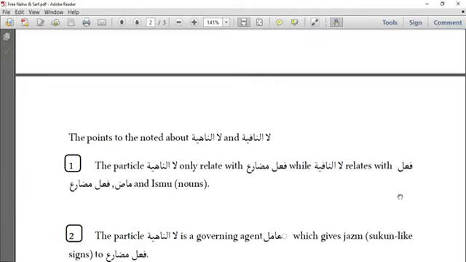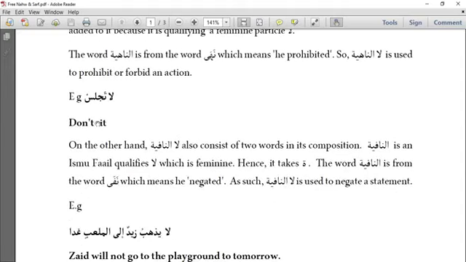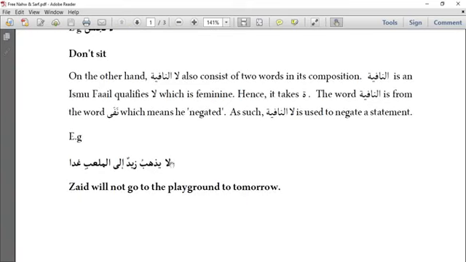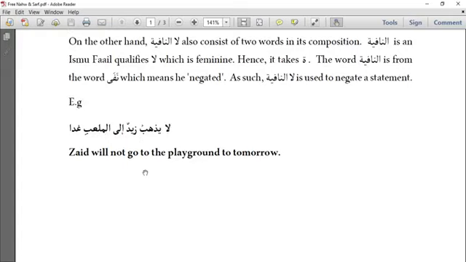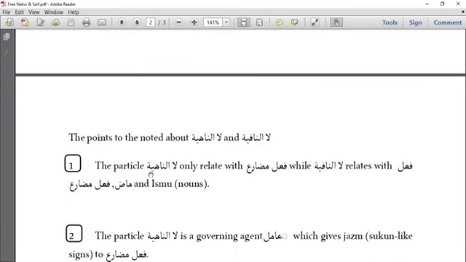I gave an example of where we use La Nahia: La Tajlis. You see that it is used with the fi'l mudari'. But here we see La yazhabu Zaydun, which is an example of La Nafiyatu used with fi'l mudari'. Another example that we see with a noun is, for example, La ma'un fil bayt.